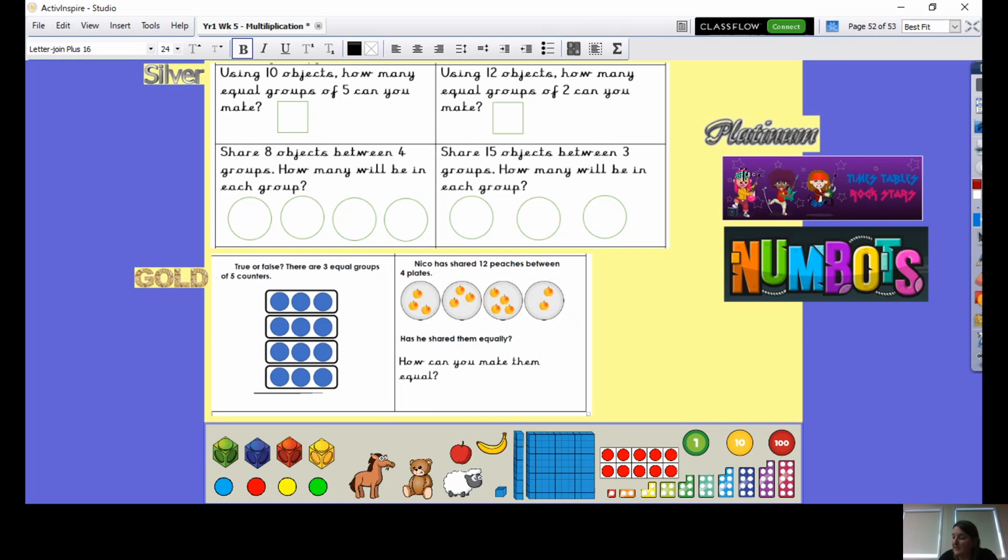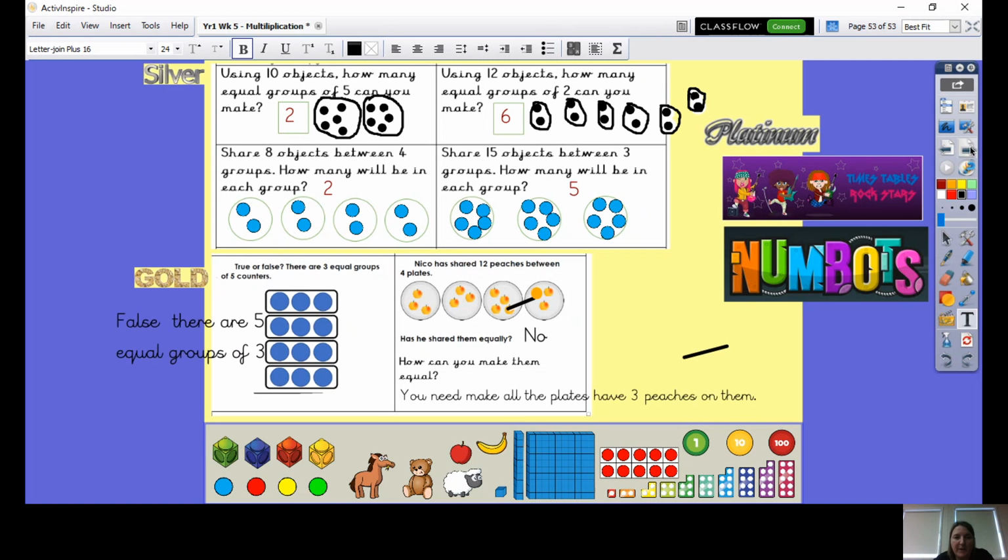And then the platinum, just to finish off with, is if you want to have a go on Numbots, or you can have a practice on Times Table Rock Stars. So I'm sure you'll get on really well with that. And as I say, pause the video here and then I'll move the screen on for the answers. Okay, so I hope you got on really well with that, and I'm sure you did.